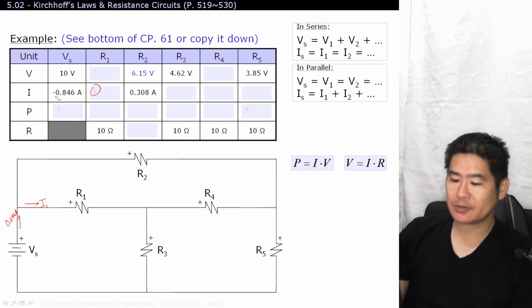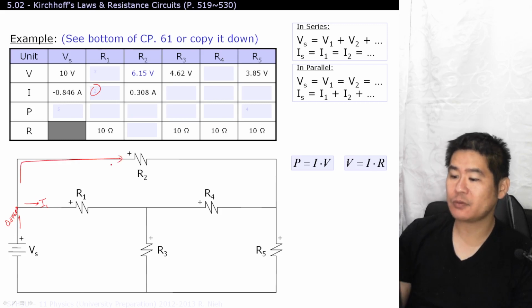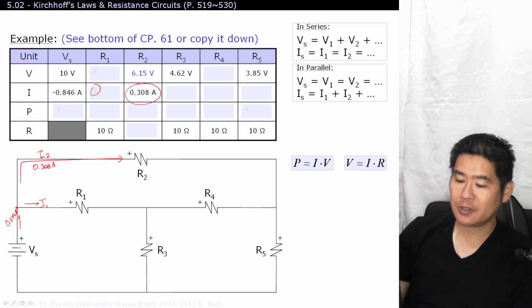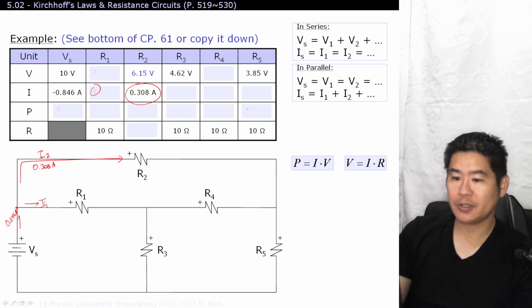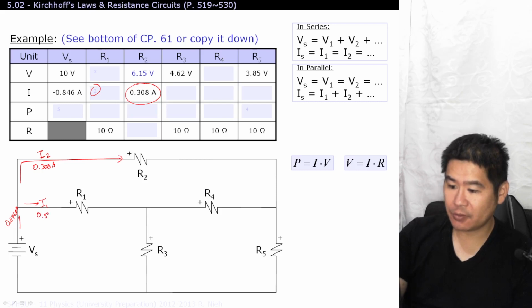So 846 milliamperes of current is flowing into this node here. Some of it will go through I1, and the rest will go through this branch over here, I2. And we can see that we have a current flow here of 0.308 amperes. So if you have 846 going in and 308 coming out, how much goes through I1? Well, it's just the difference of those two numbers. 846 milliamperes, subtract 308 milliamperes, giving you 538 milliamperes flowing through the circuit here.